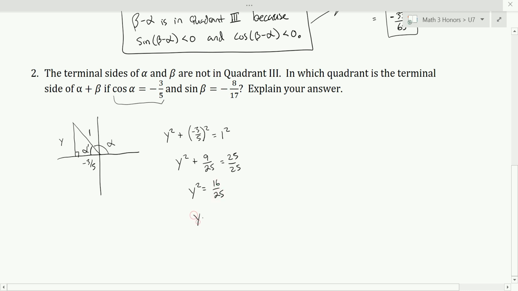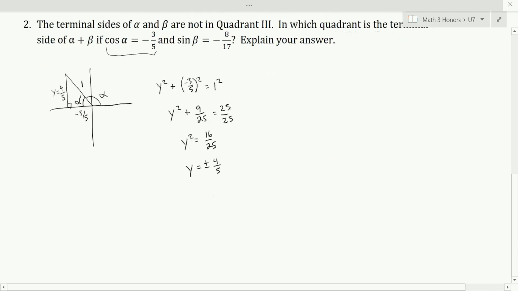So if we take the square root, we get y is plus or minus 4/5. But because we're in quadrant 2, we're going to go with the positive. So 4/5 is going to be the sine of alpha. And then we've got to work with beta. We know the sine of beta is negative, so that means it could be in quadrant 3 or 4, but it tells us beta is not in quadrant 3, so we know that beta is in quadrant 4.